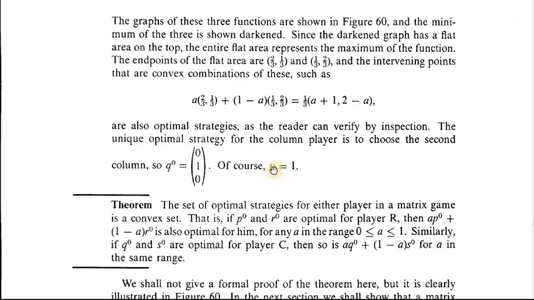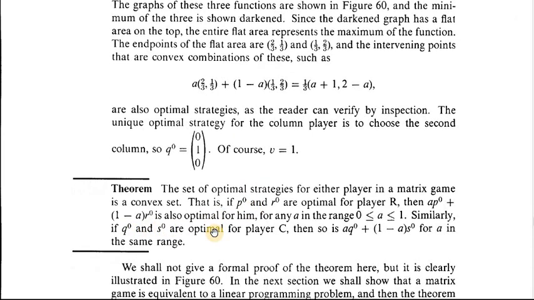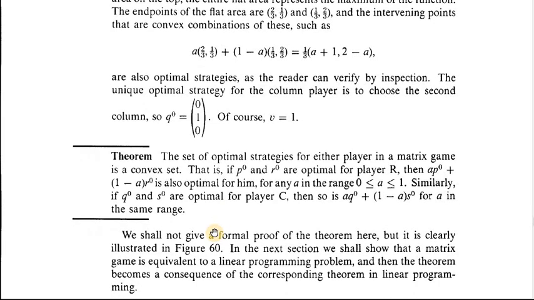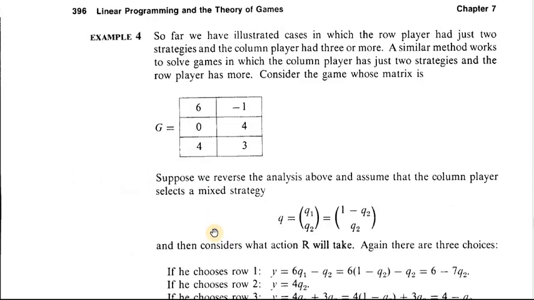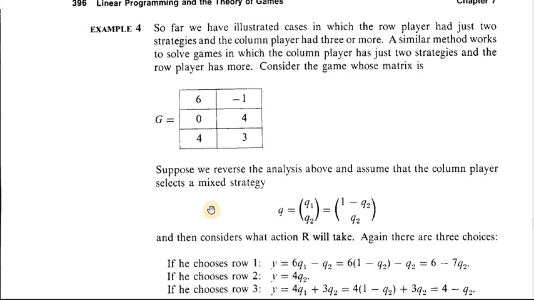Right. So what this says is that if you have two optimal strategies, then you can mix those two optimal strategies and get another optimal strategy. So any so-called convex mixture of optimal strategies is also an optimal strategy. Okay, and that's what the picture up there shows. Okay. All right, now so far we've looked at cases where the row player has two strategies, column player has more.